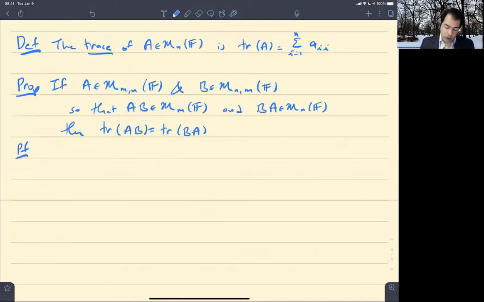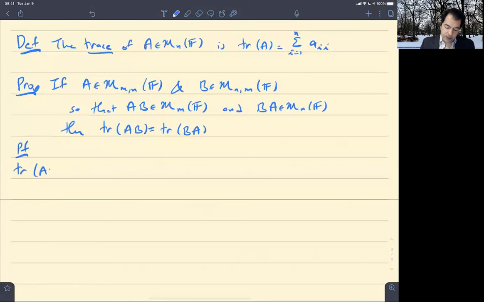Okay, and the proof is really quick. So the trace of A times B is the sum of the elements on the diagonal. So A times B is an m by m matrix, so I add m things. And it's just the ii entry of the matrix A times B. Now we can write that out. So this would be the sum i goes from 1 to m of the sum j goes from 1 to n of A_ij B_ji.